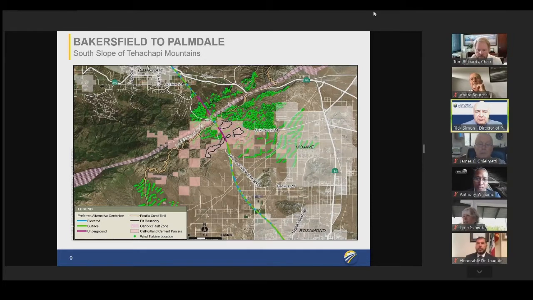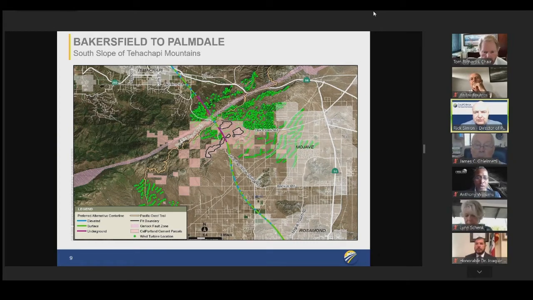We put together this map. One of the comments made yesterday was a request that we look at an alignment that avoids their property. This map shows the salmon colored parcels that are owned by Cal Portland. You can see they have quite extensive land holdings on the south slope of the Tehachapi Mountains. You see the Garlock Fault going across in the red crosshatch boundary. As we cross that fault, we need to be above ground. The green dots represent wind turbines, so you can see there are a lot of wind turbines in this area.